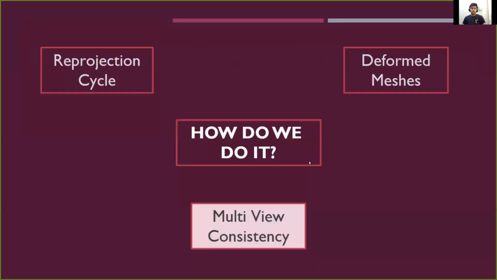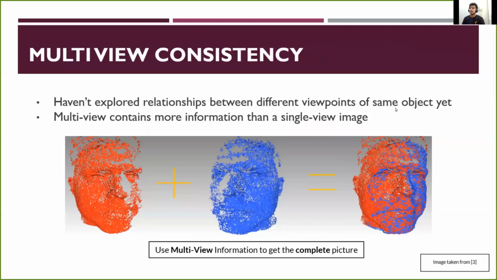Now, let's take a look at the final piece of the puzzle, which is how do we use multiple views? How do we use that information? Notice that although we've explored reprojection inside a single image, we haven't utilized the full extent of our dataset, the presence of multiple images. It's natural to see that multiple views of the same instance will contain more information.